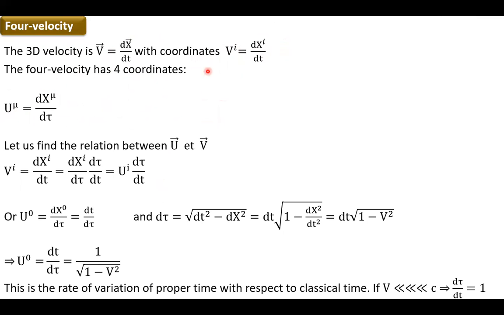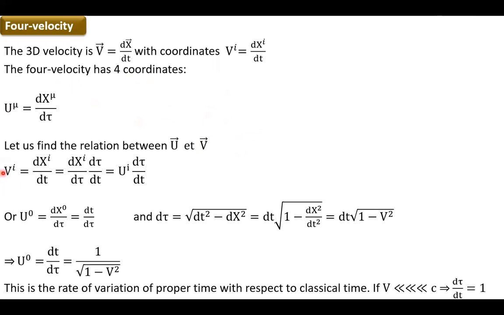We have a 3D velocity v. We have a 4D velocity u. Let's try to find a relation between the 3D velocity and the 4-velocity. They shouldn't be independent. When you switch from a 3D space to a 4D space, you should have a certain relation between 3D quantities and 4D quantities. So let's find a relation between the 4-velocity u and the 3-velocity v.